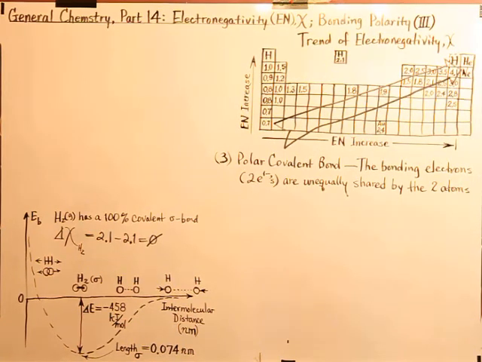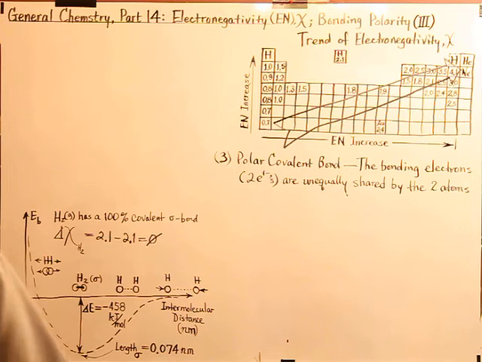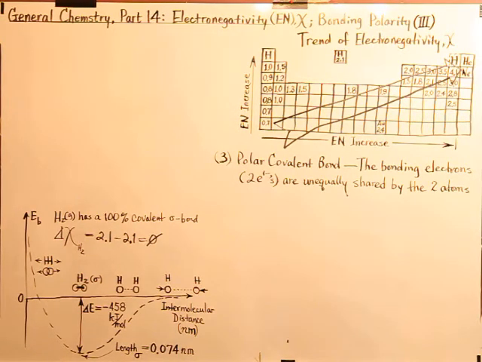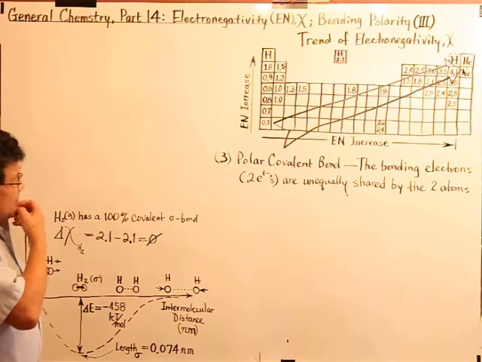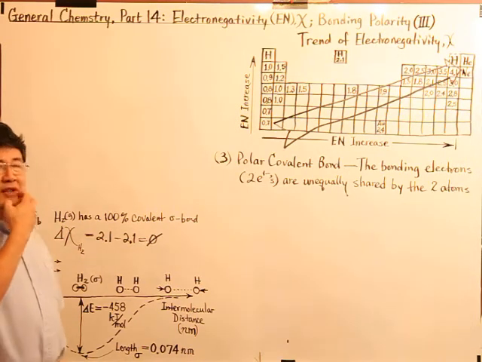Okay, let's continue. Part 14. We continue on electronegativity and the bonding polarity. Alright, part 3. We have two parts. We ended up with the introduction of the covalent bond.